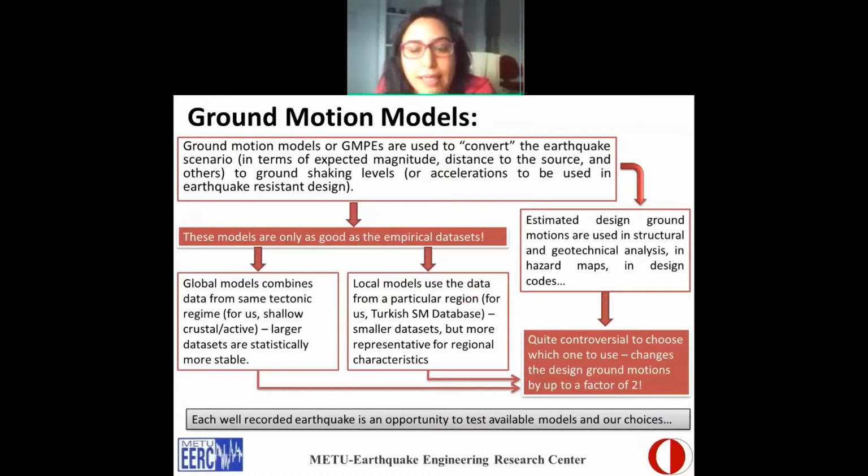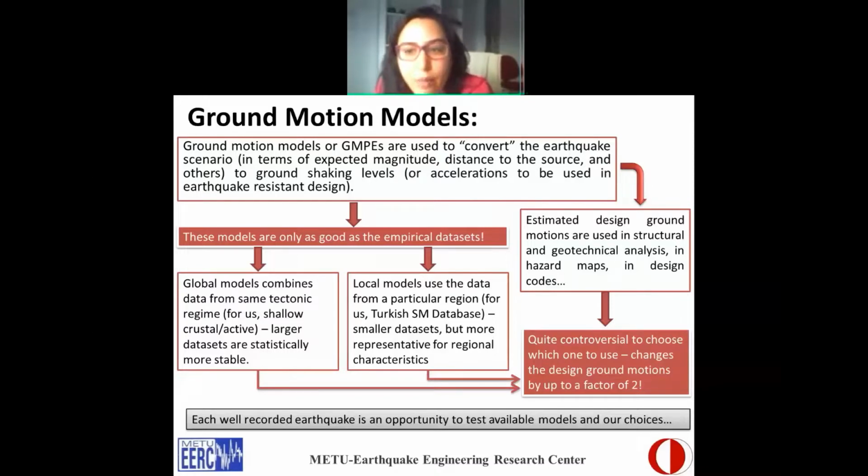A ground motion model, or a GMPE, is a tool that converts your earthquake scenario, in terms of the expected magnitude, the distance to your fault or to your source, and other parameters, to the ground shaking levels, which in our case are the accelerations, because force is equal to mass times acceleration, and if we know the acceleration, we can calculate the horizontal forces that we are going to use in earthquake resistant design. So a ground motion model is something that is used to convert the information that comes from the earth scientists into information that earthquake engineering can use.